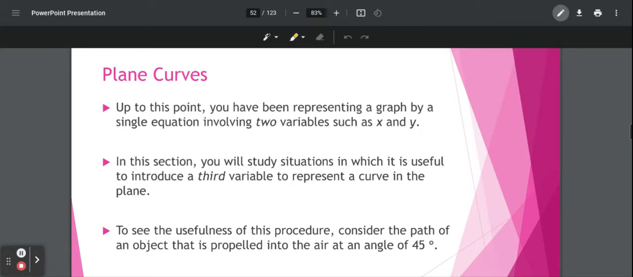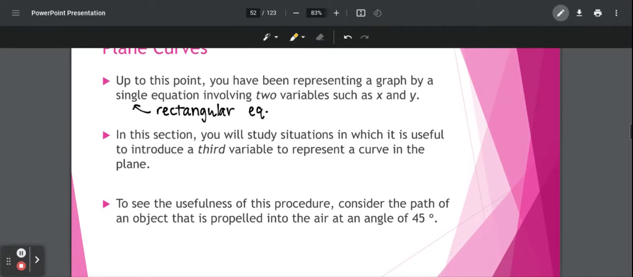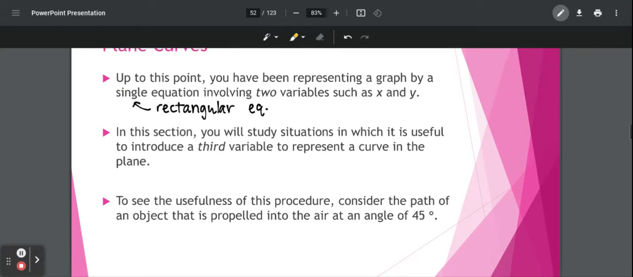Up to this point, you've been representing graphs by a single equation involving two variables, x and y. So normally we would have a y equals x equation. And these equations that we've been using are called rectangular. So rectangular equations are the equations that just have the x and the y. But in this section, we're going to throw a third variable in there and actually split up the x and split up the y. The reason we do that is so we can look at graphs separately in terms of horizontal and vertical, and they're not tied together anymore.